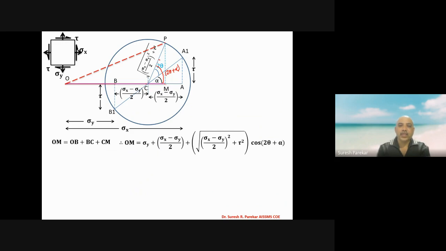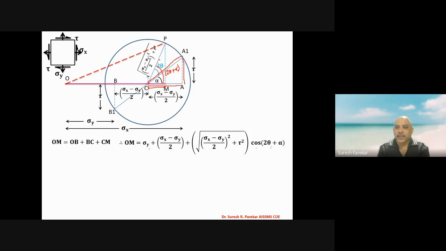Now OM equal to OB, same sigma y, BC same sigma x minus sigma y by 2, and CM. So now we know CP as radius, and radius we have root of sigma x minus sigma y by 2 whole square plus tau square, because it is AC square, which is sigma x minus sigma y by 2 whole square plus A1A square. And that will give me this value of the radius. This already we have seen. Into, because we have cos, this length CM will be radius into cos of 2 theta plus alpha.